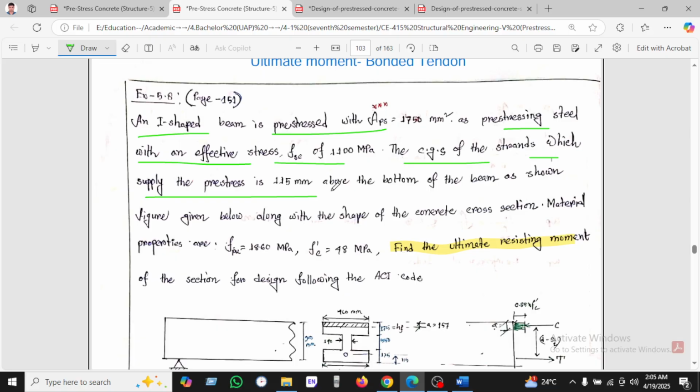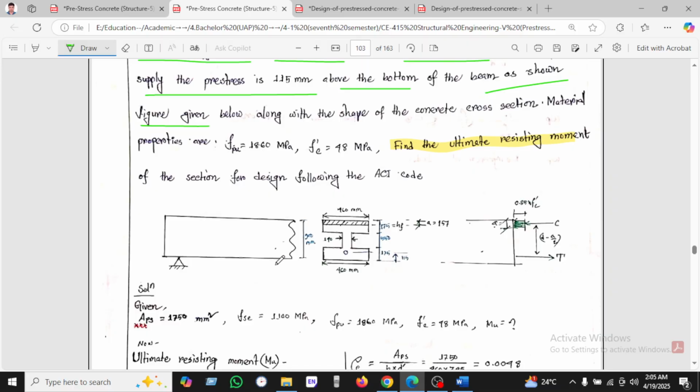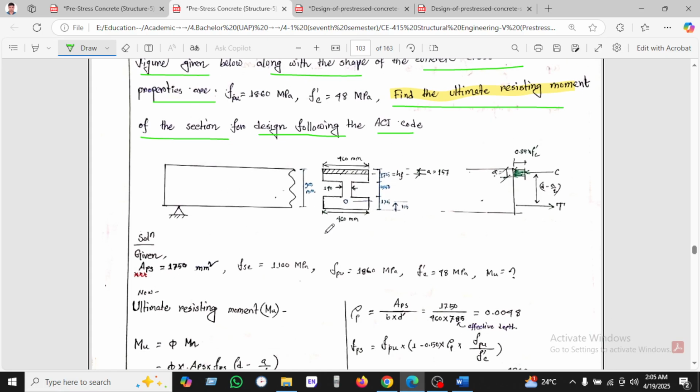The prestress is 1/5 above the bottom of the beam, and the figure is given below. Along with the figure, the concrete cross section and material properties are given. We need to find the ultimate resisting moment of the section, designing following the ACI code. Okay, so you can see this is the section.